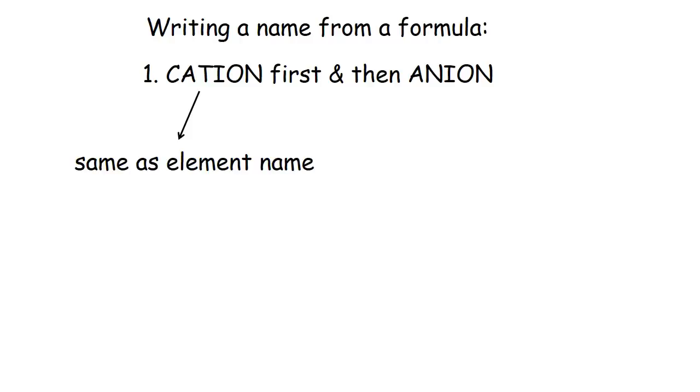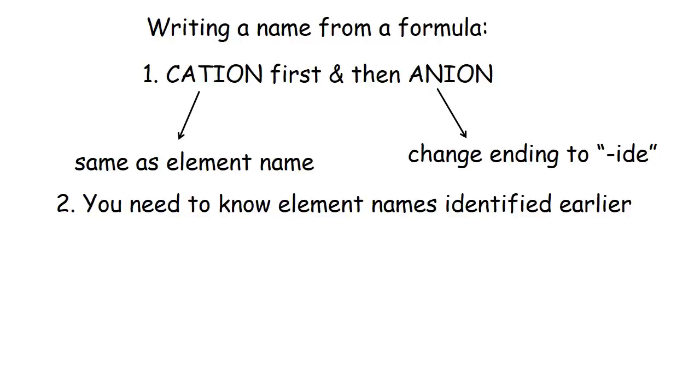The name of the cation is the same as the name of the element. So sodium cation is just sodium, same as the sodium atom. For the anion, you change the ending to "ide." So chlorine atom becomes chloride ion. We're going to do an example in a minute.